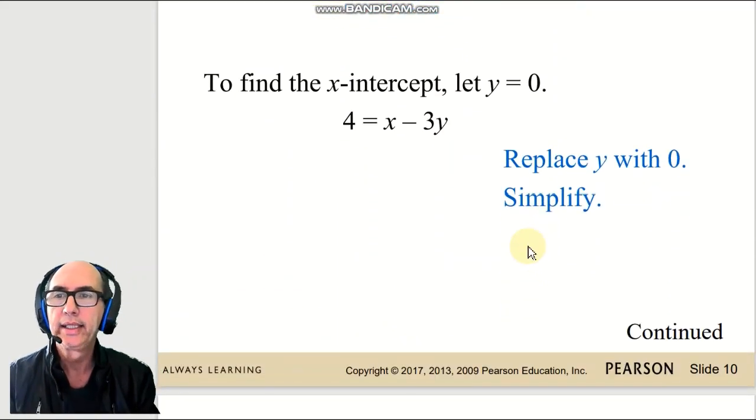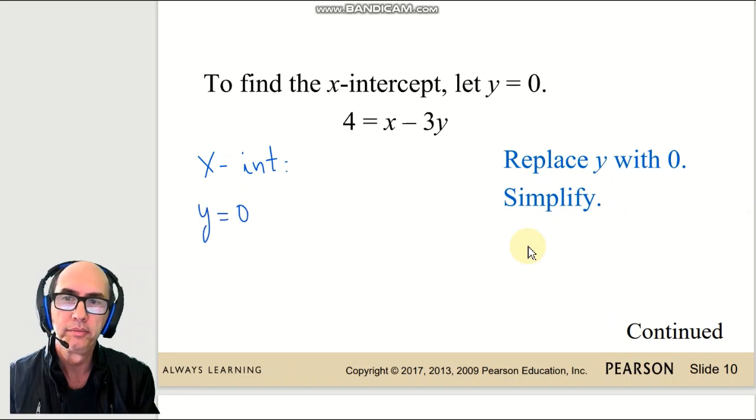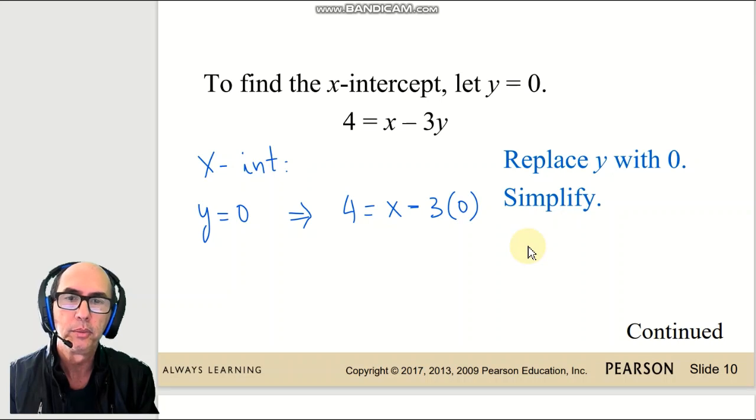Find the x-intercept now. For the x-intercept, you will make y equals 0, plugging into the equation 4 equals x minus 3 times 0. And this negative 3 times 0 becomes 0. That's an easy one. 4 equals x. The x-intercept equals 4.